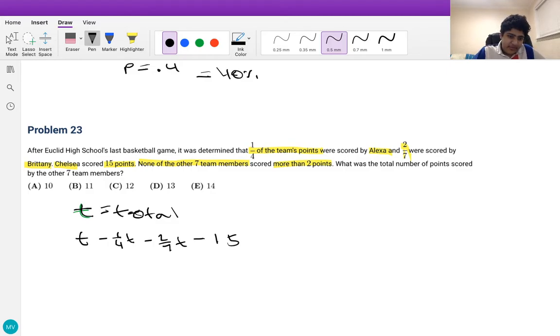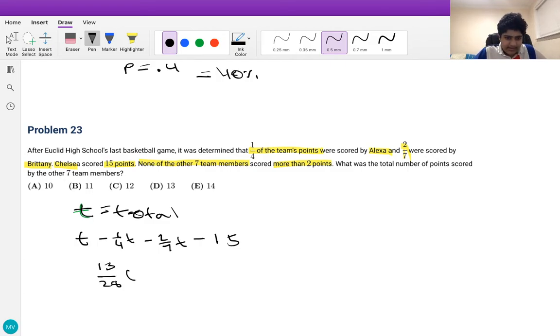So let's first subtract. So we have that this is T minus 1/4 T, which is 3/4 T, minus 2/7 T, which is going to be equal to 13/28 T.